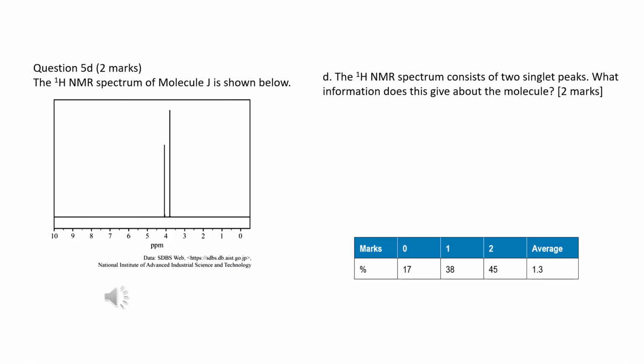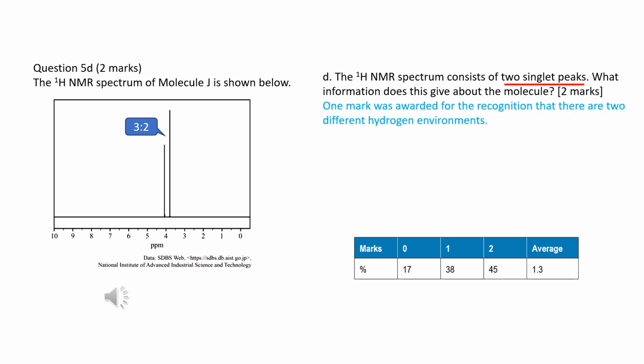2 singlet peaks give 3 pieces of information: 2 different chemical environments, they are isolated from each other, and the ratio of the hydrogens in the 2 environments is 2 to 3. If any 2 points are written, a student could get 2 marks.